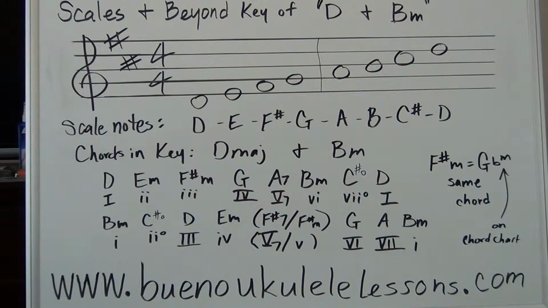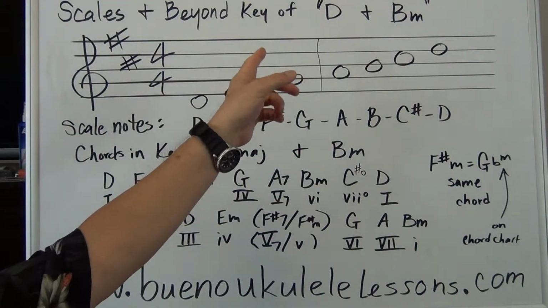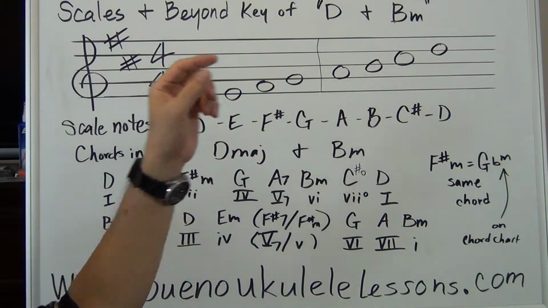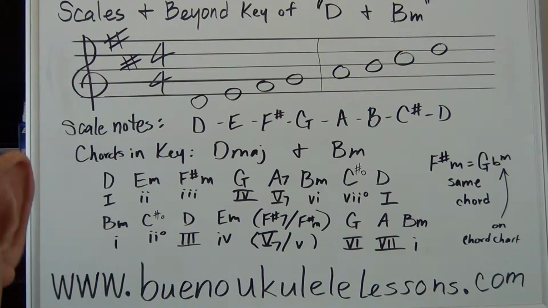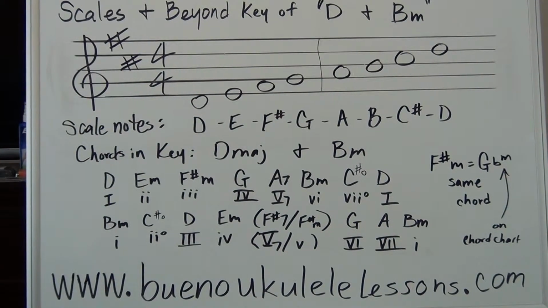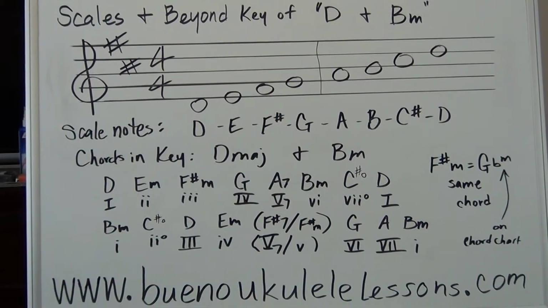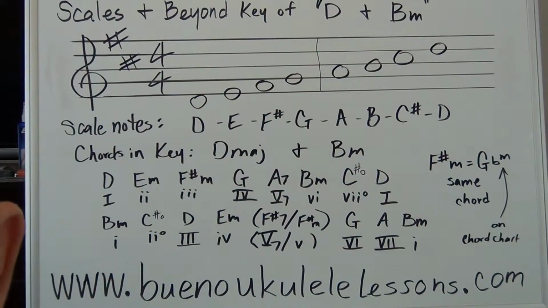Today for Scales and Beyond, we're going to be talking about the D major family of chords and scales and the B minor family of chords and scales. Before we get started, by the way, we're not going to be playing the ukulele today, so you don't need to bring it up. We're going to be doing a lecture on the family of chords and the D major and B minor scales.